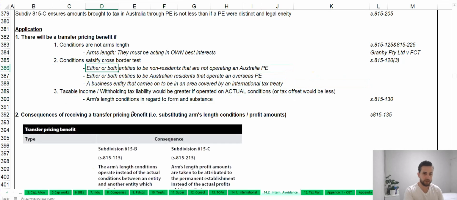So basically saying that, okay, number 1, the conditions are not arm's length, like you're paying below market rates or above market rates. Number 2, you're paying across into an international country or jurisdiction. Number 3, your taxable income or withholding tax liability would be greater if operated on actual conditions. So it's actually impacting your taxable income, or your withholding, or your tax payable. If all 3 of those conditions are met, then transfer pricing has occurred.